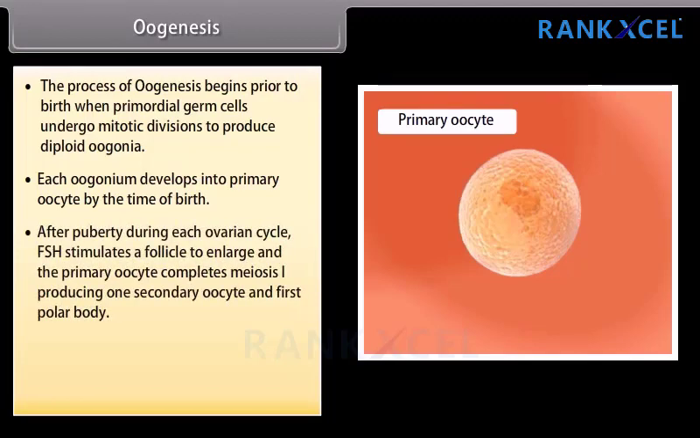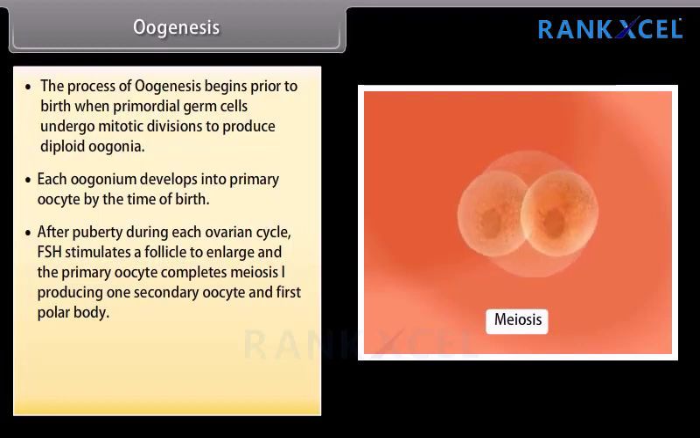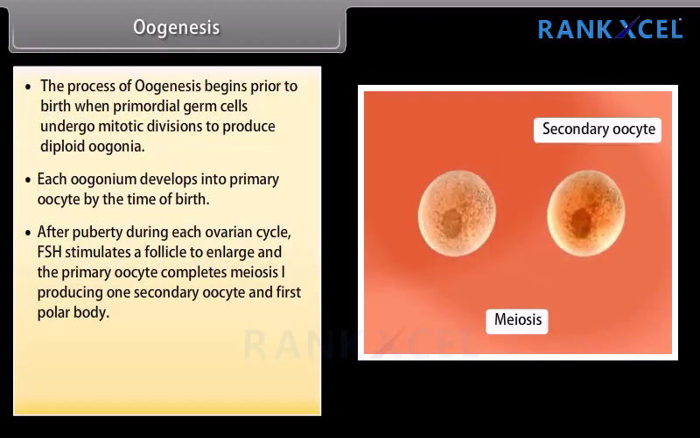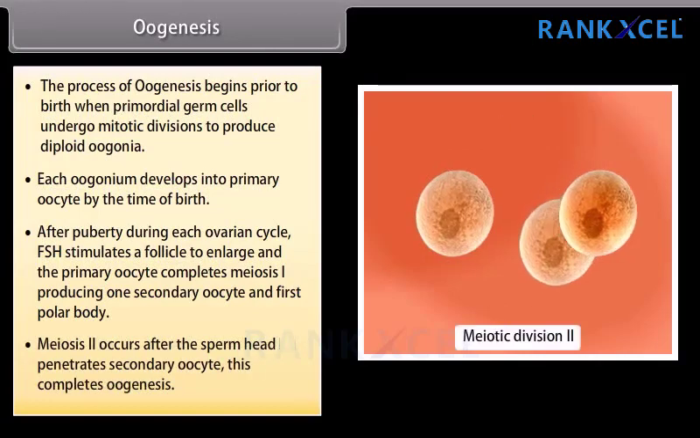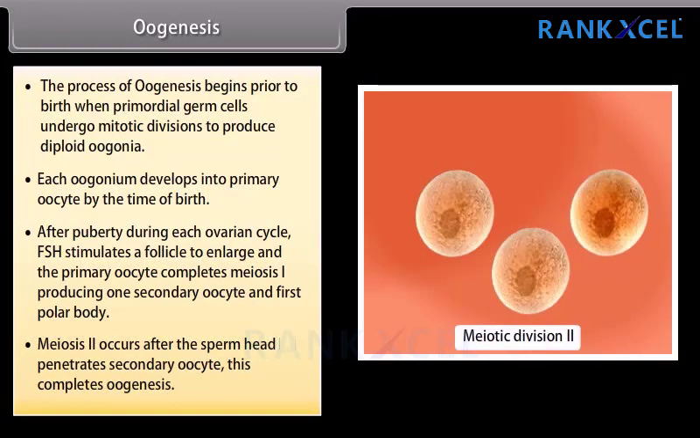After puberty, during each ovarian cycle, FSH stimulates a follicle to enlarge and the primary oocyte completes meiosis I, producing one secondary oocyte and first polar body. Meiosis II occurs after the sperm head penetrates the secondary oocyte. This completes oogenesis.